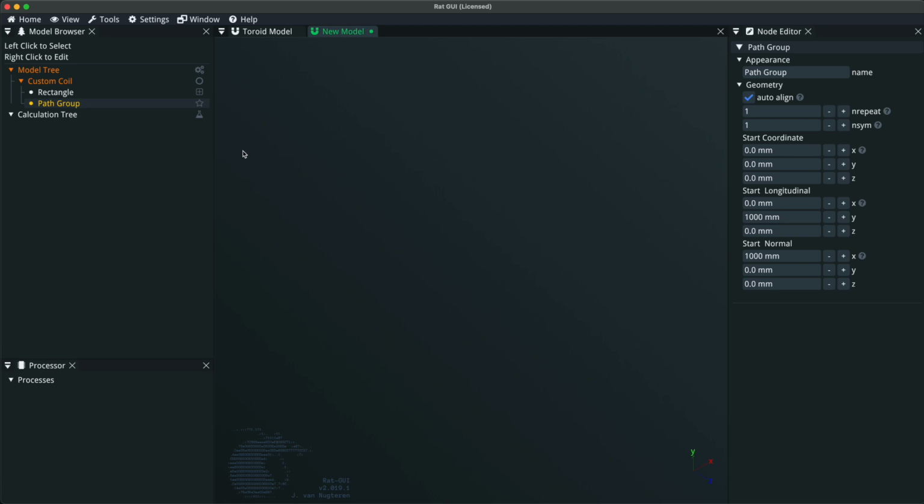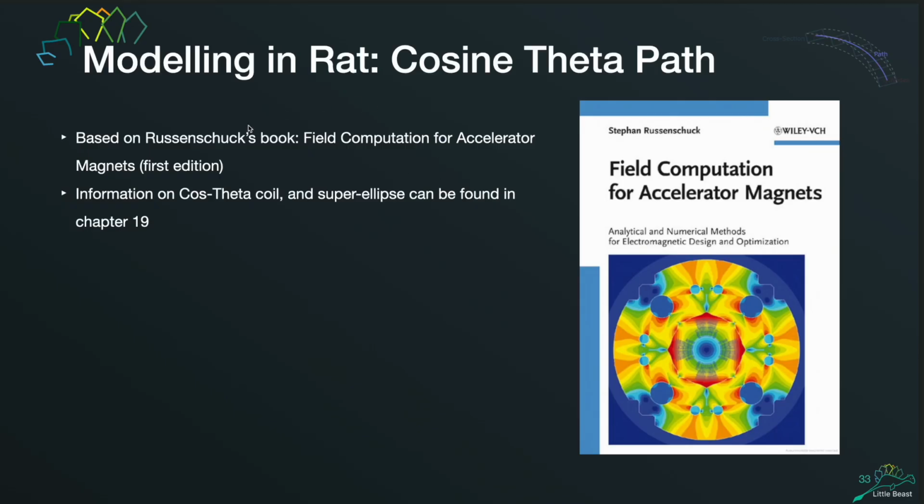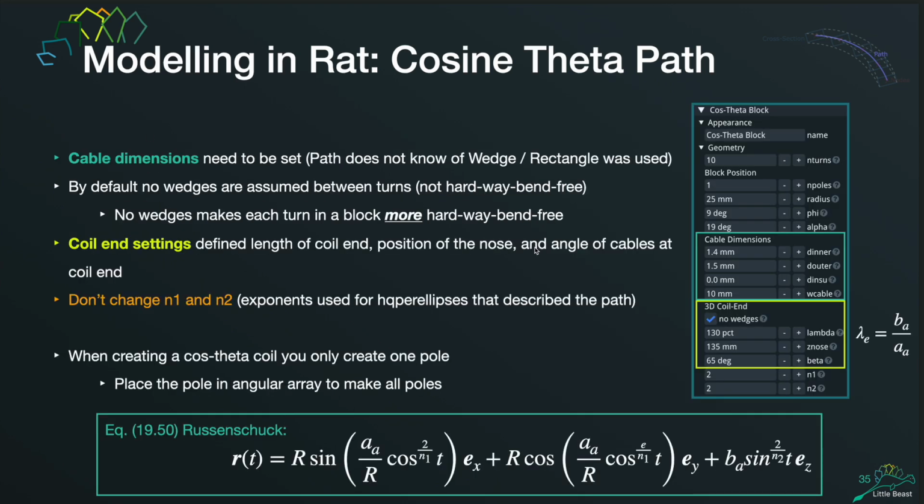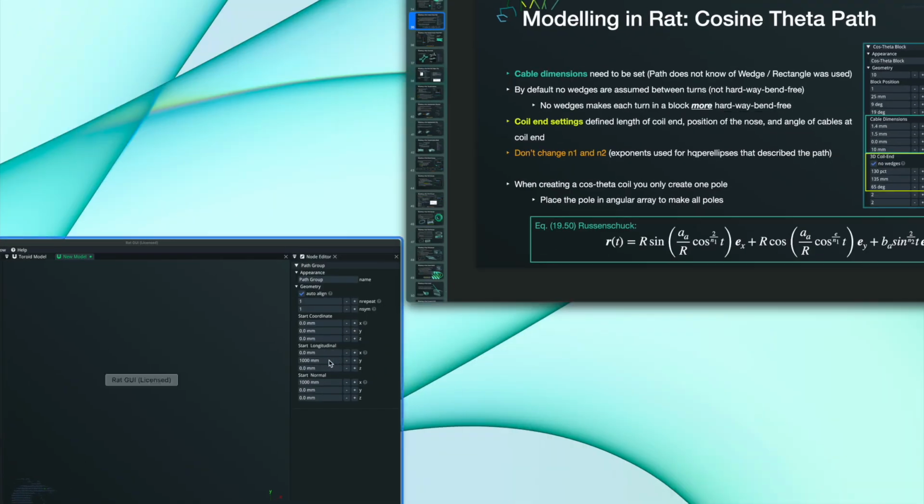Constant perimeter coil-end is something that you see in, for instance, cosine theta coils. There is a video on the cosine theta coil in Rat on YouTube as well. More information can also be found in this book. But today I'm going to focus on the constant perimeter coil-end, which is basically also described by this equation here.